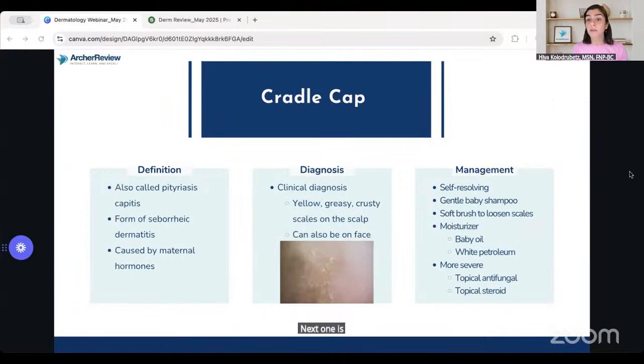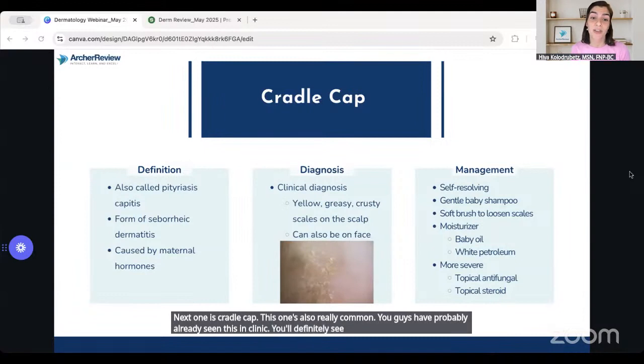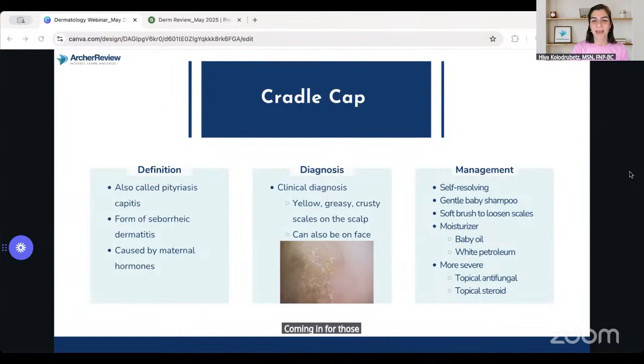This one's also really common. You guys have probably already seen this in clinic. You'll definitely see it in your clinical rotations if you're seeing these pediatric patients coming in for those first few visits coming out of the hospital.